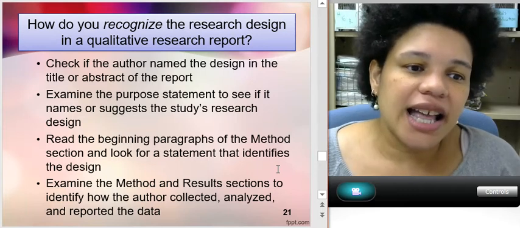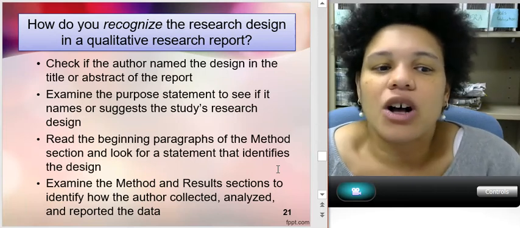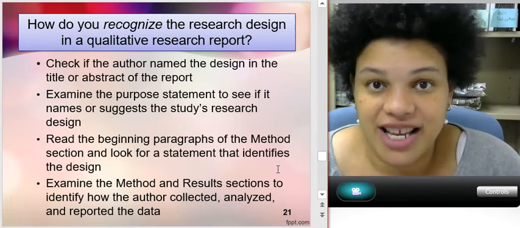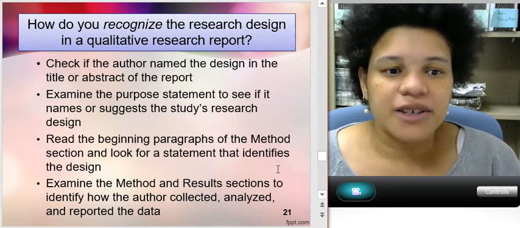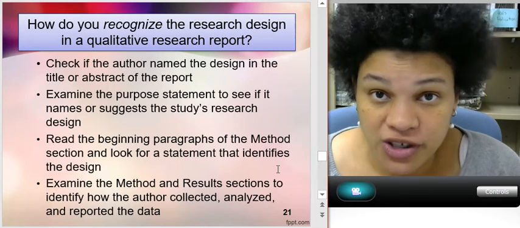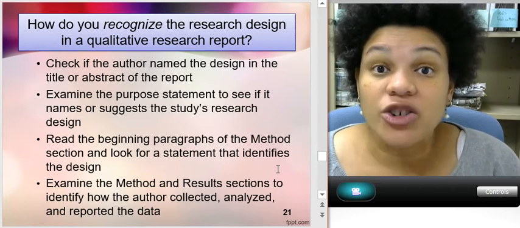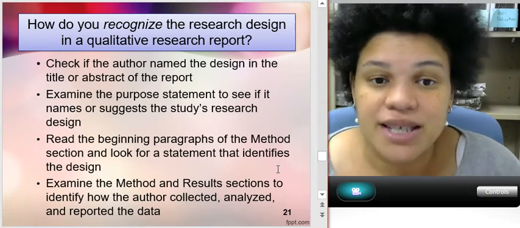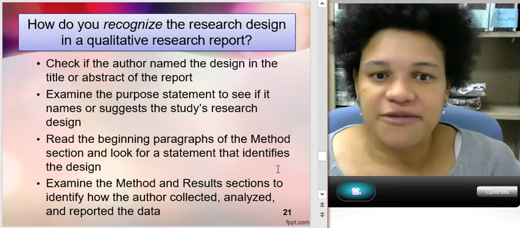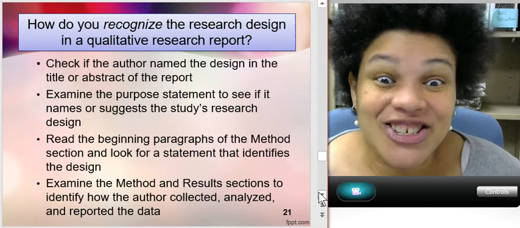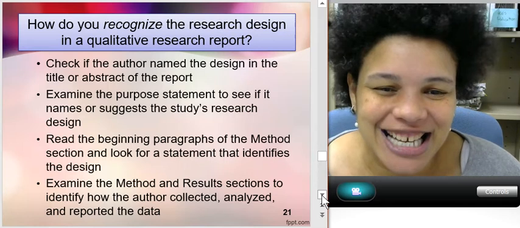And examining the methods and the results sections to identify how the author collected, analyzed, and reported the data. Okay, so that gives you a sense of, were they there? Were they immersed in a culture for a long time? Were they focused on interviewing a single person several times, or was it a different design from ethnography or life history? Ethnographies and narrative research tend to be the easiest to pick out.